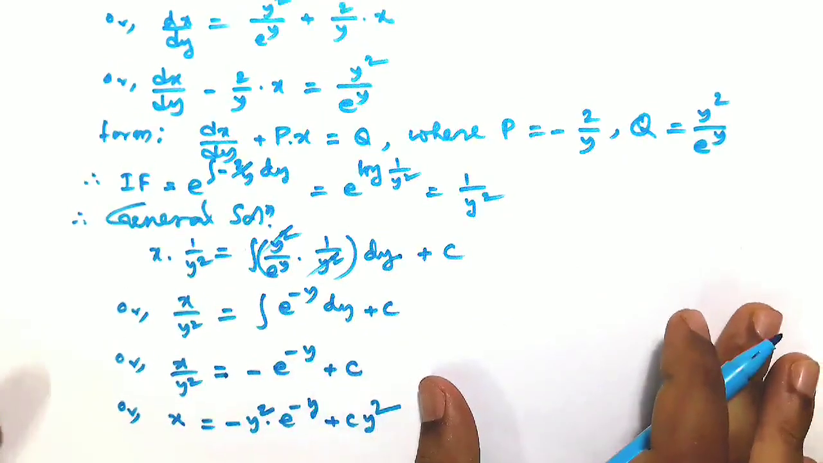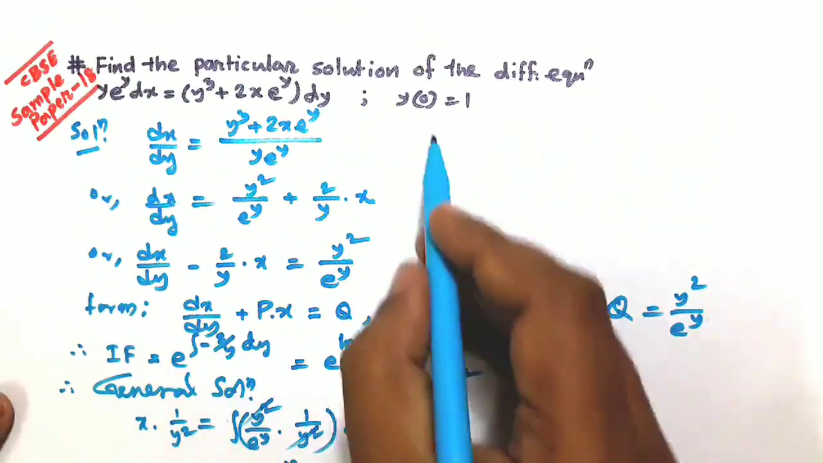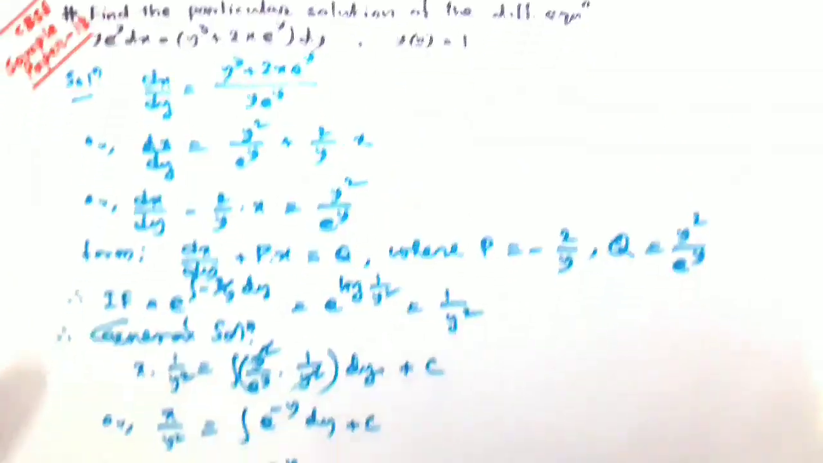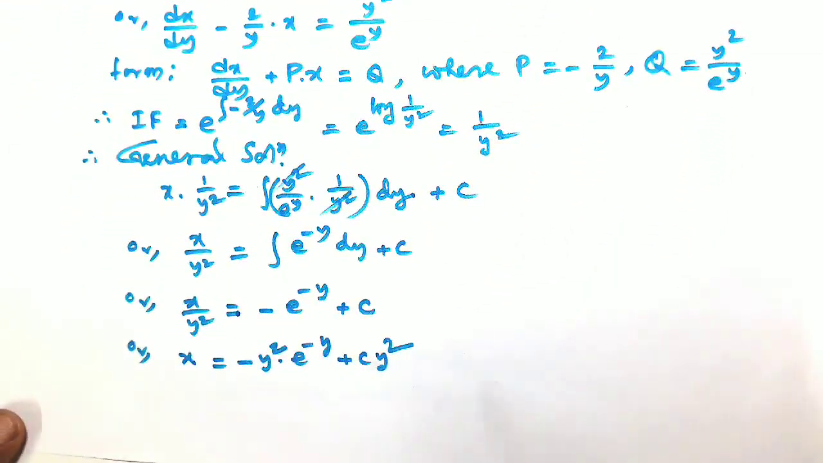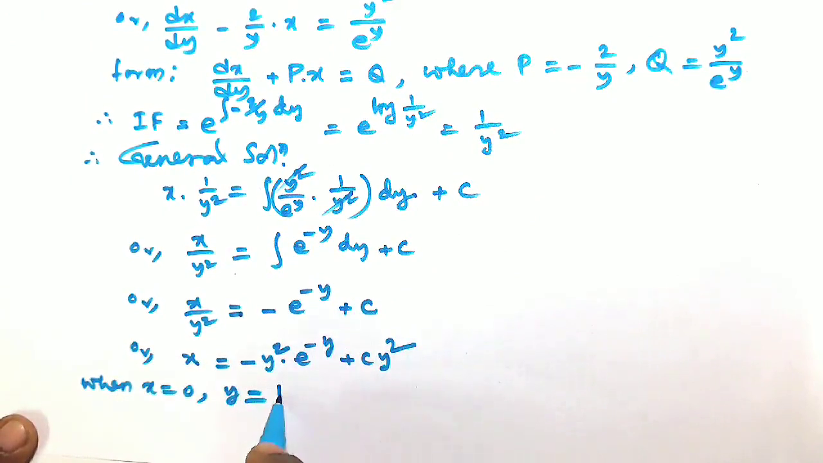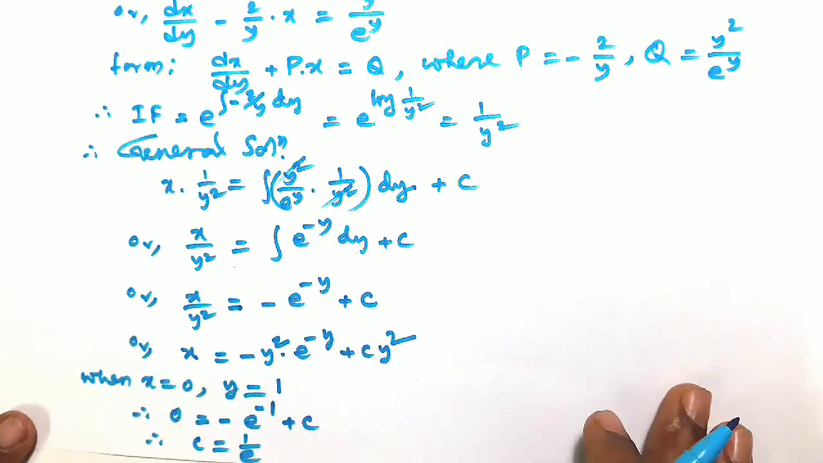So friends, the condition is given. When x is equal to 0, then y is equal to 1. So to get c, we have to introduce this. When x is equal to 0, then y is equal to 1. Therefore, x is equal to 0 means this is 0. 0 is equal to minus e to the power minus 1 plus c. So getting c is equal to 1 upon e. c is equal to 1 upon e.